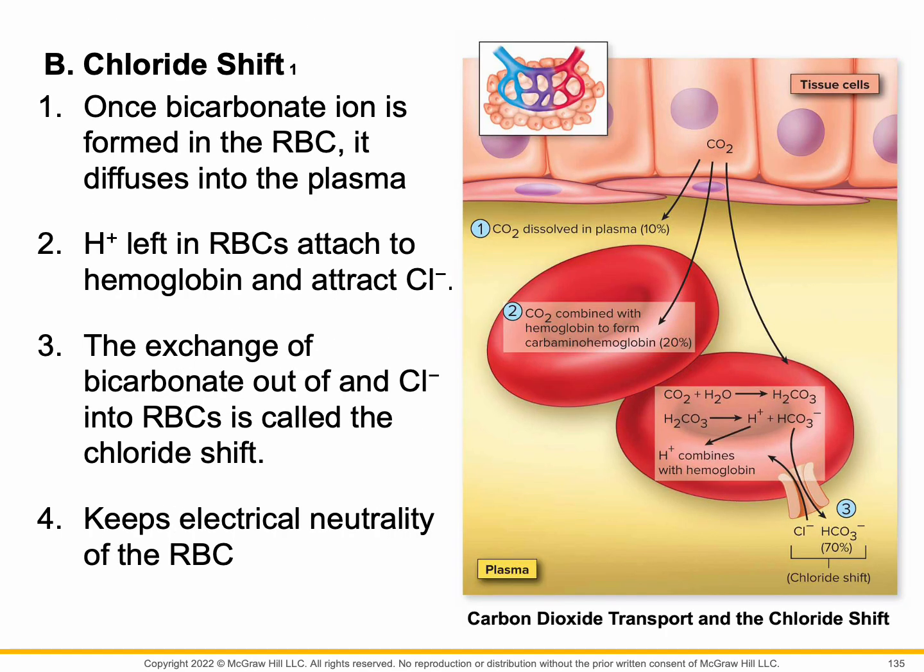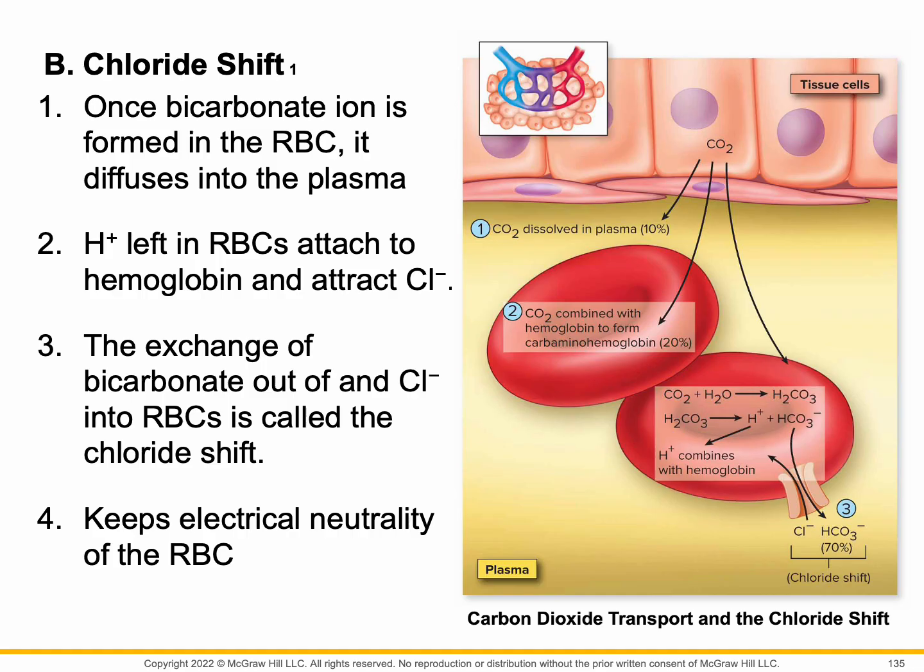Once the bicarbonate ion is formed in the red blood cell, it diffuses into the plasma. The hydrogen ion left in the red blood cells will attach to hemoglobin and attract chloride ions. The exchange of the bicarbonate out of and the chloride into red blood cells is called the chloride shift, and this keeps the electrical neutrality of the red blood cell. So I want to direct your attention to the image on the right-hand side here, which shows the carbon dioxide transport and the chloride shift.